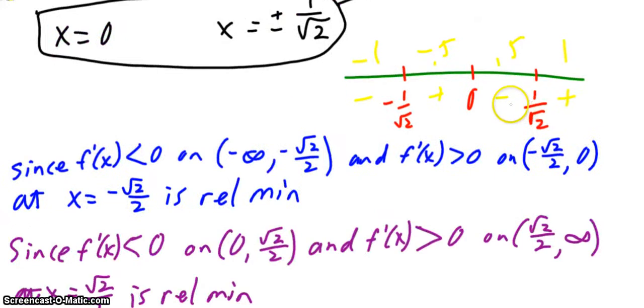So now I chose to do an increasing decreasing chart. We could have done the second derivative test as well, but the second derivative test I believe is going to fail at the 0.